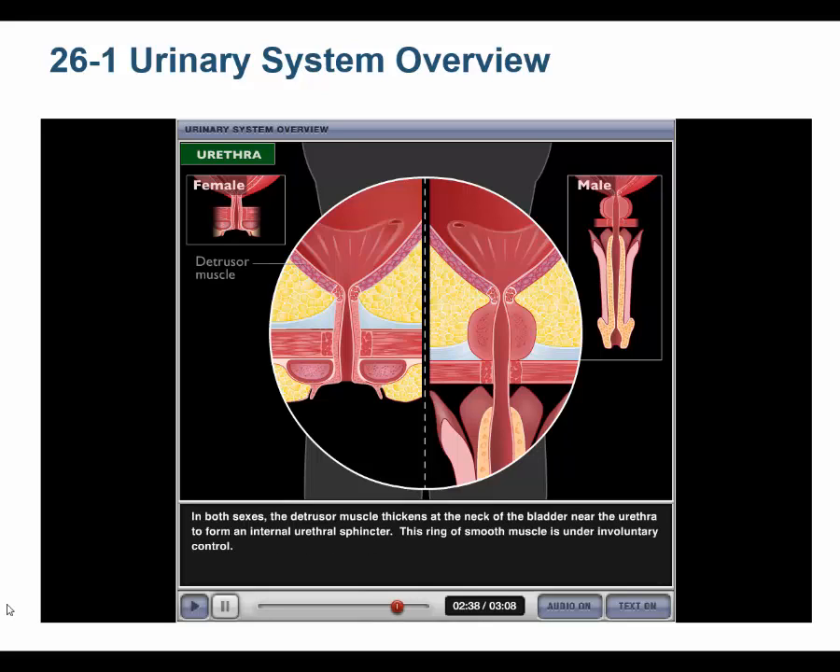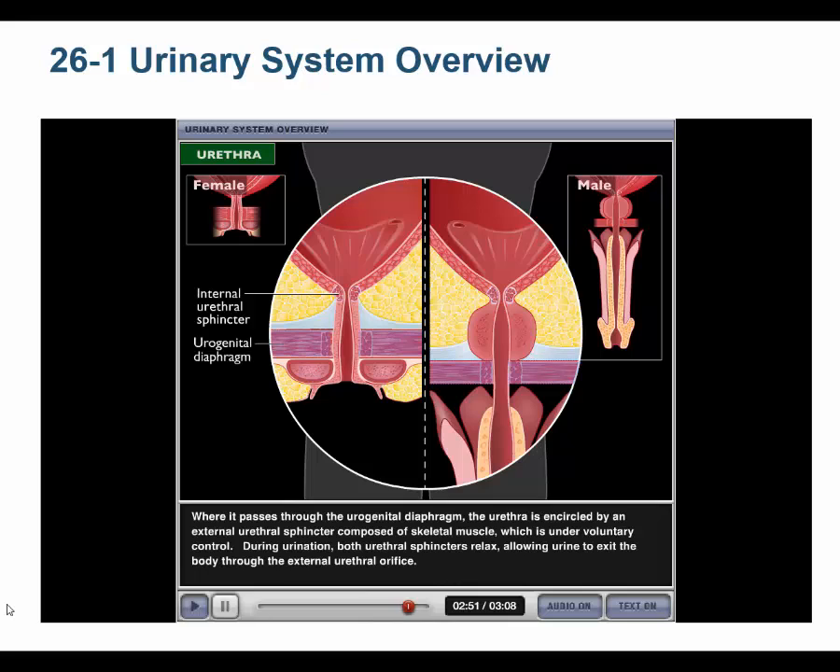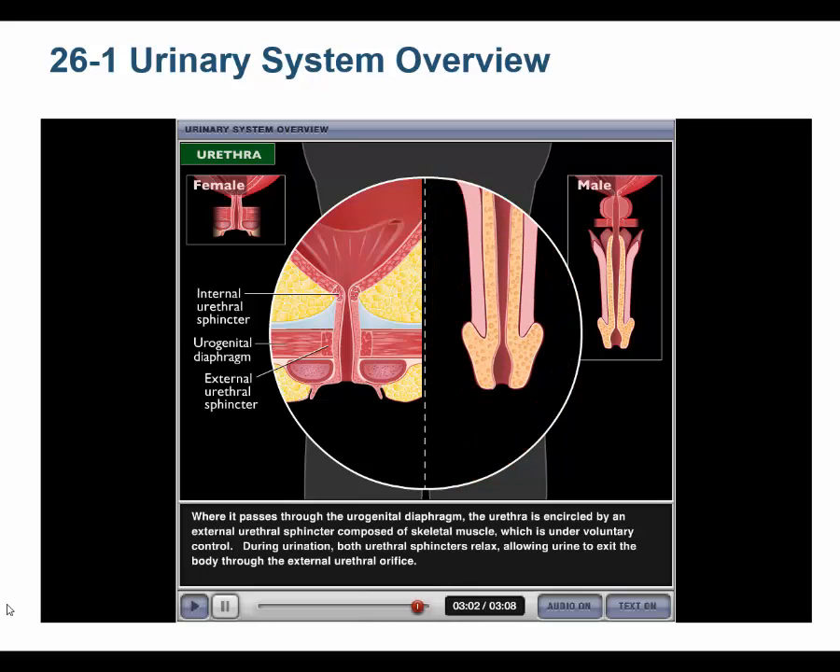In both sexes, the detrusor muscle thickens at the neck of the bladder near the urethra to form an internal urethral sphincter. This ring of smooth muscle is under involuntary control. Where it passes through the urogenital diaphragm, the urethra is encircled by an external urethral sphincter composed of skeletal muscle, which is under voluntary control. During urination, both urethral sphincters relax, allowing urine to exit the body through the external urethral orifice.